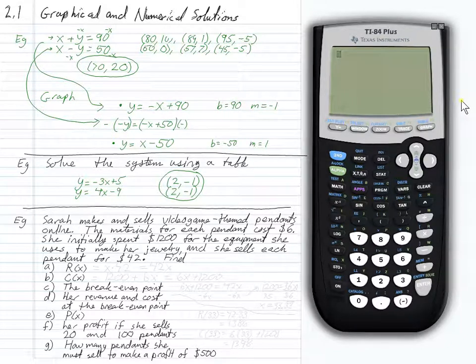Now on the next page of the notes, you'll see several definitions for some business-related terminology. You'll see the definition for revenue, for cost, for the break-even point, for the profit, and those definitions are all dependent on how many items are being produced.